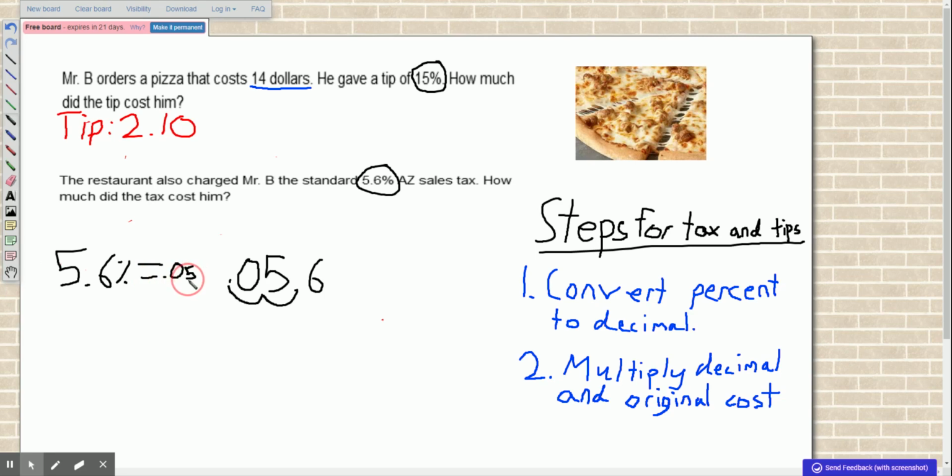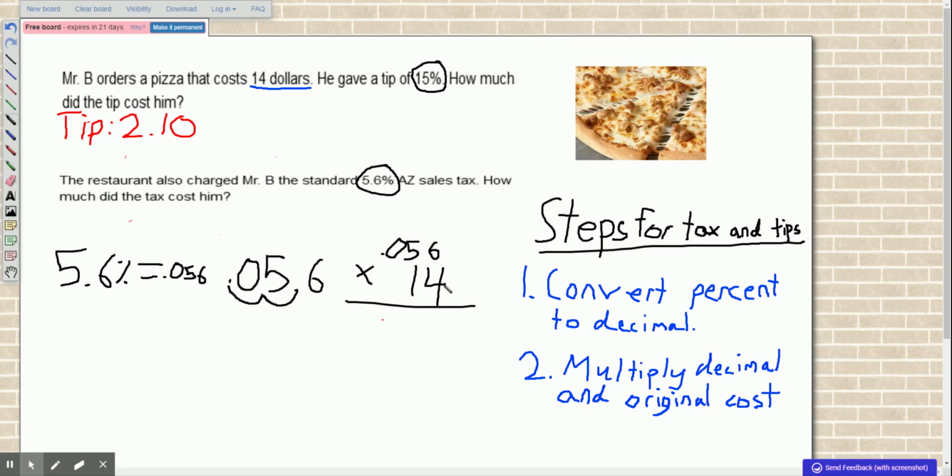Now, our second step is to take that number that we just got and multiply that times the original cost of the pizza. So in this case, my pizza cost me $14. So I'm going to multiply $14 times the decimal. I'm going to put the number with more place values up top, so 0.056 is going to go up top. 0.056 times 14.